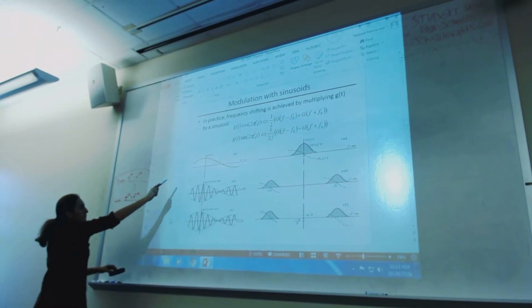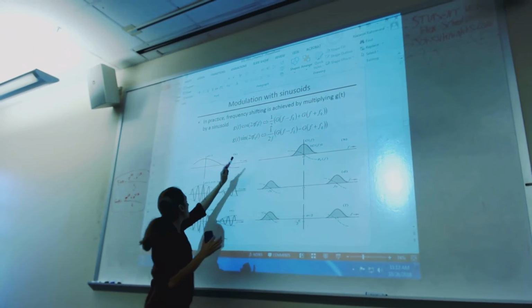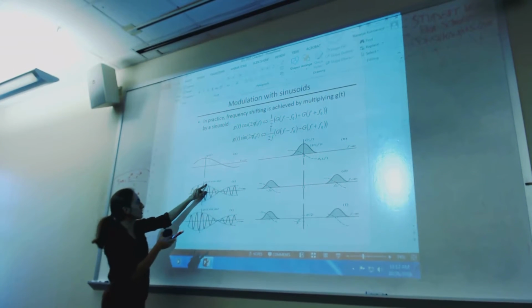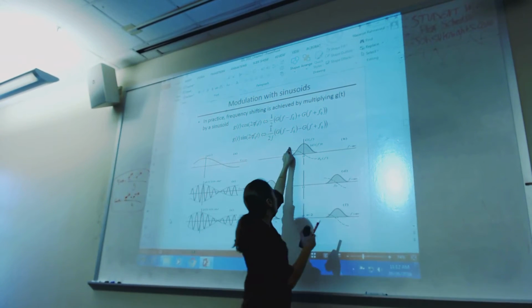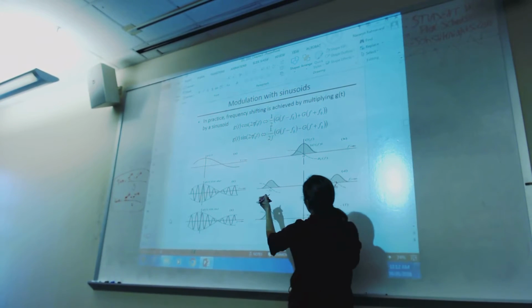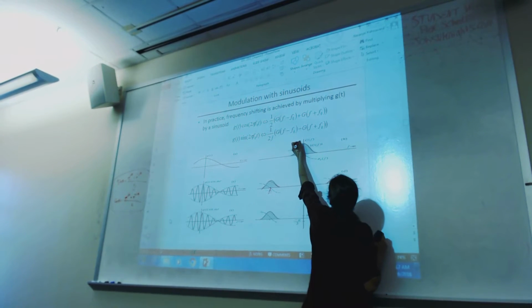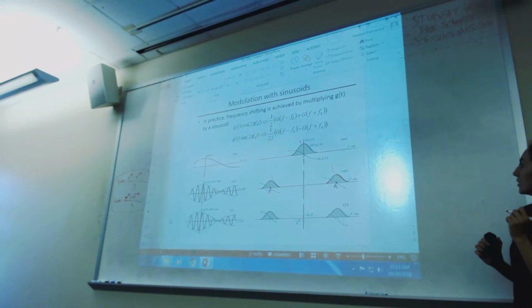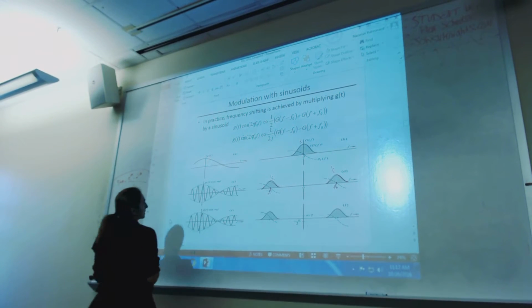So if I have a g of t, let's say its Fourier transform is this bell shape. If I multiply it by a cosine function, what happens? Just take this one, shift it to the right by f naught, and shift it to the left by f naught. And because of the one half, you have half the amplitude. This is basically called modulation, modulating the signal.